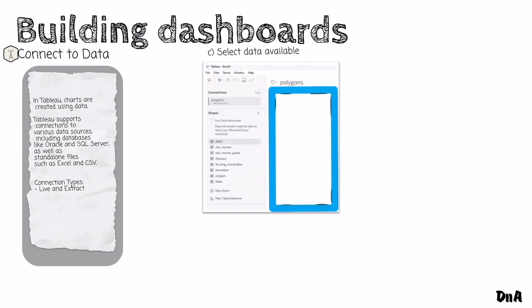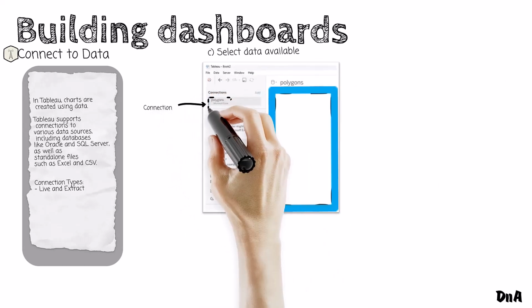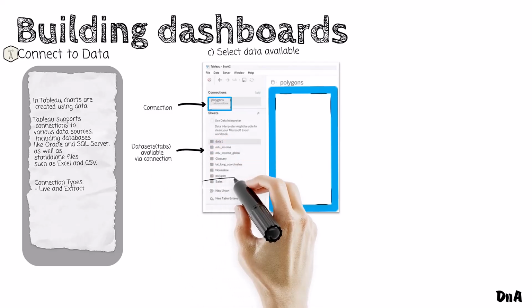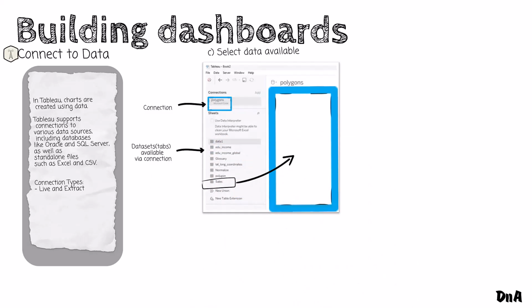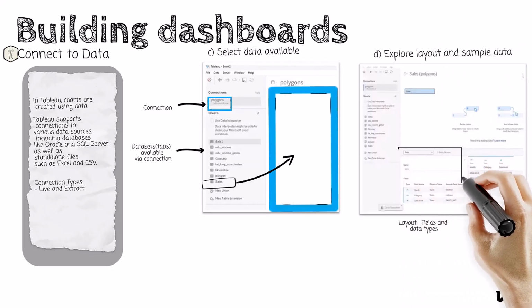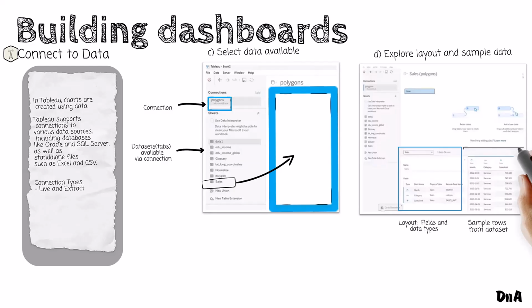Once the connection is set, your spreadsheet name will show under Connections. The list of sheets in your Excel workbook will show under Sheets. Select the Sales sheet and drag it over to the Dataset canvas on the right. At the bottom of this section, check the fields of the dataset and a few of its records.